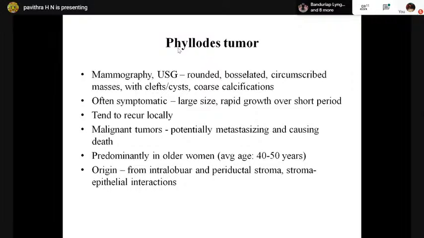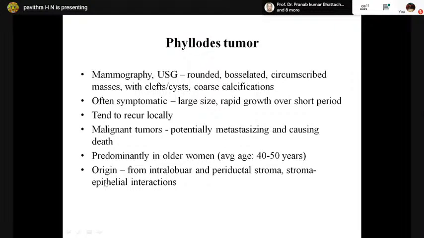And malignant phyllodes can also metastasize. Usually, as I said, nodal metastasis to the axillary lymph node is very rare. They can have distant metastasis, which is also very rare, around 2% of cases reported to lungs and so on. And they predominantly occur in older women. Average age is 40 to 50 years, though there is no age restriction.